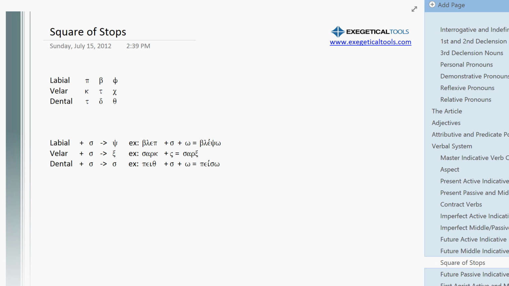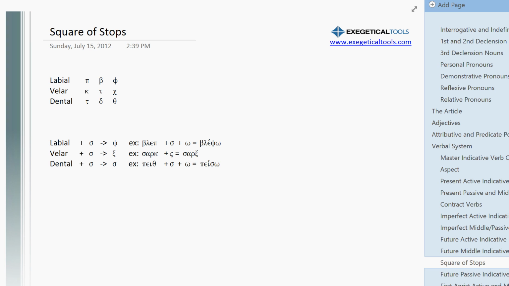In this video we're going to look at the square of stops, and this should be a very brief video, just demonstrating a phenomenon whereby when words are formed in Greek, especially when sigmas get put in or added on right after a consonant, you're going to get some changes, and those changes are explained by the square of stops. So first of all, when is this going to matter?